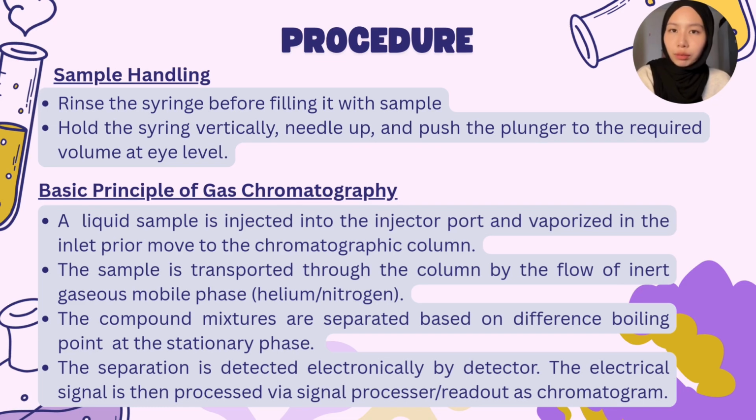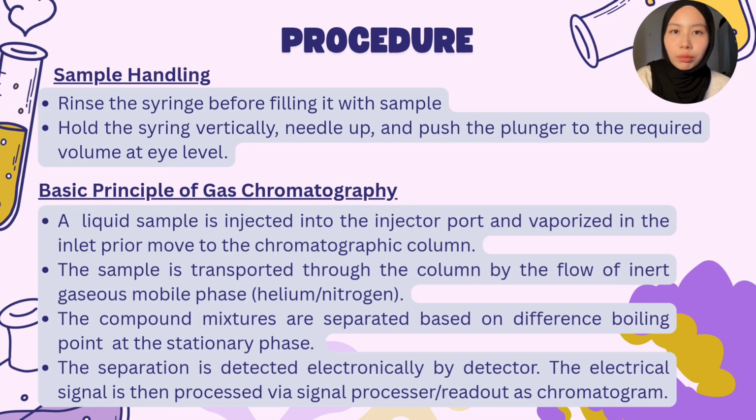The basic principle of GC can be summarized in 4 steps. The first one is the liquid sample is injected and vaporized at the inlet. The second one is the carrier gas transports those vapors into the column. The third one is the most important step, which is the components separate based on their boiling points and how they interact with the stationary phase.